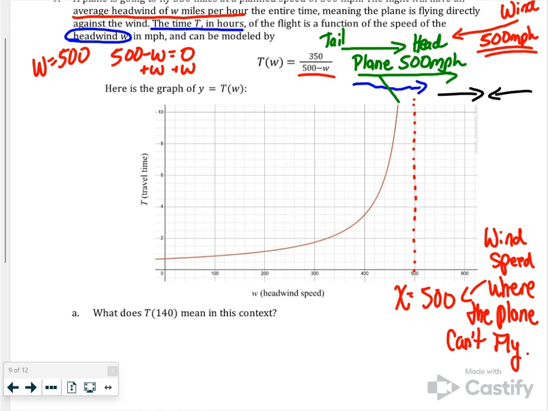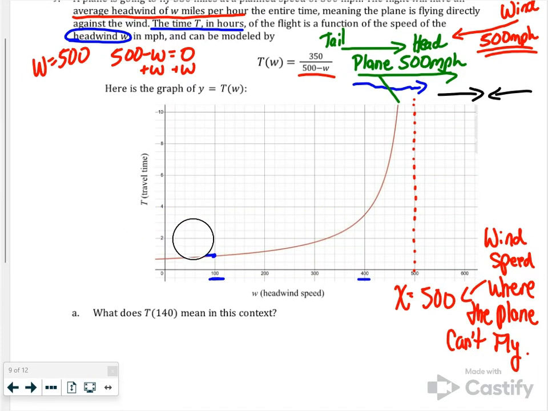So if there's very, very low wind, like right here, if the wind was only 100 mile an hour headwind, you can see right here that they expect the trip to take about 1 hour. But if, let's say, there was a 400 mile per hour headwind, then that means that they expect that the trip would take almost 4 hours.